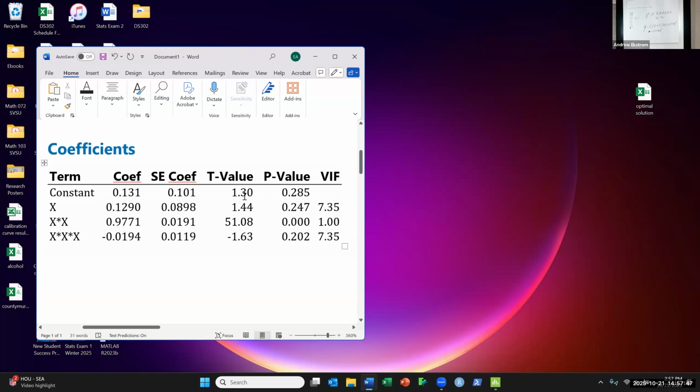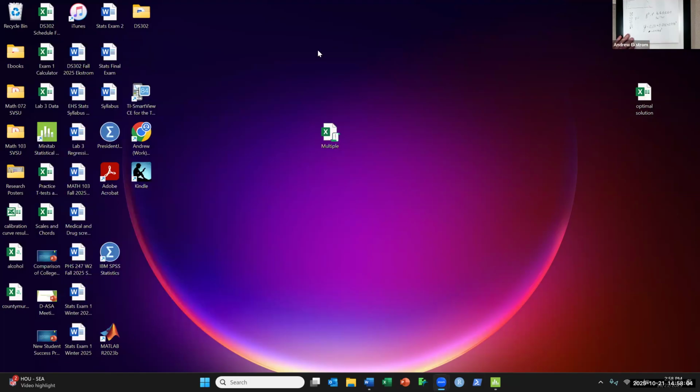The p-value here for the constant, for the term in front of x, for the term in front of x cubed, are all well above 0.05. So, based on the data we have, we'd say fail to reject H naught, fail to reject H naught, reject H naught, and fail to reject H naught.